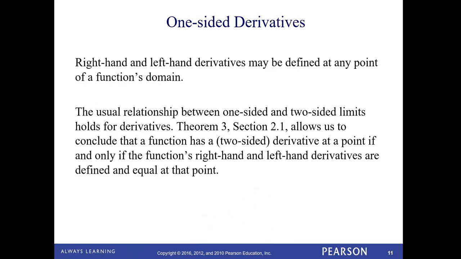Right-hand and left-hand derivatives may be defined at any point in the function's domain. And the usual relationship between one and two-sided limits holds for derivatives. So we can conclude that a function has a two-sided derivative at a point if and only if the function's right-hand and left-hand derivatives are the same. So if I have a point here, if the derivatives coming from both sides are the same, we assume that the derivative exists.